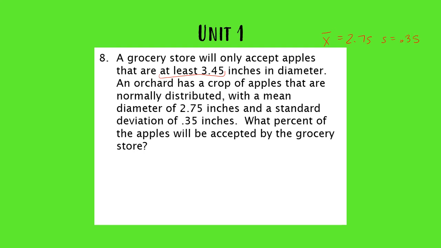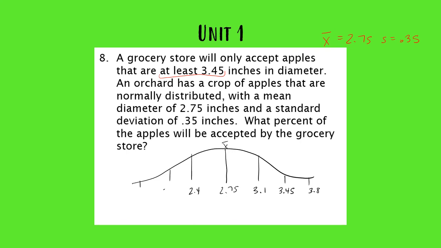So the very first thing I'm going to do is draw my normal curve and label everything. My mean in the center is 2.75, with 3 standard deviations on both sides, adding and subtracting to get your numbers. So 2.75, if I add 0.35, I'm at 3.1, 3.45, and 3.8. If I subtract 0.35, I get 2.4, 2.05, and 1.7. Make sure you understand where those numbers come from. I'm just adding and subtracting my standard deviation in both directions.